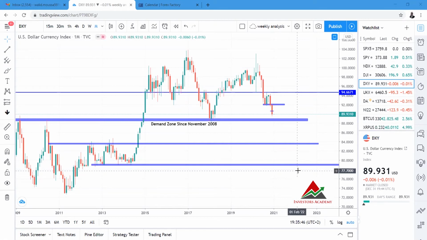This is the first forecast for 2021, so let's get started. Starting with the dollar index on the monthly time frame, because this is the beginning of a new month in trading, it's very important to watch the long-term bias. As you can see, price kept falling since the beginning of the recovery in the global market. And after breaking 92, price now is almost testing the demand zone since 2008.